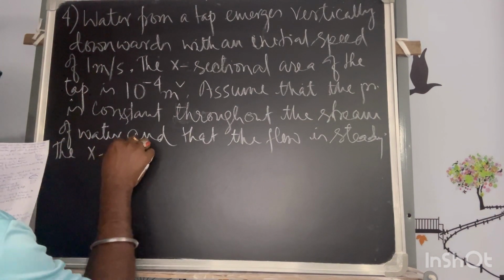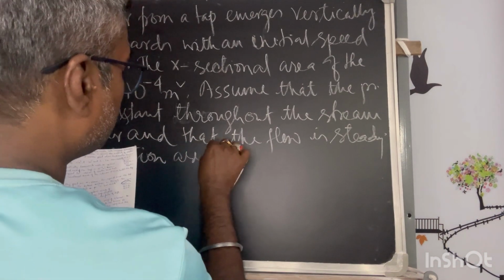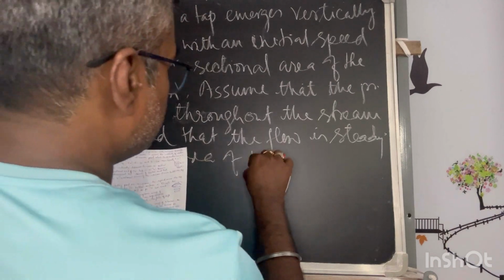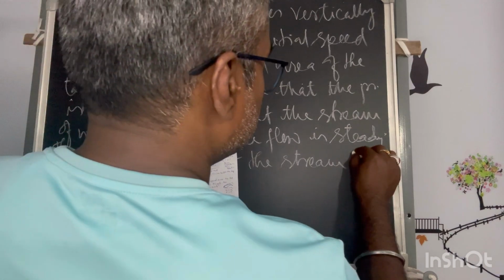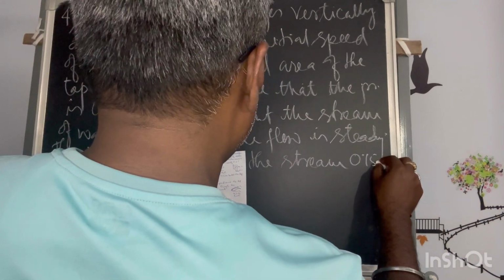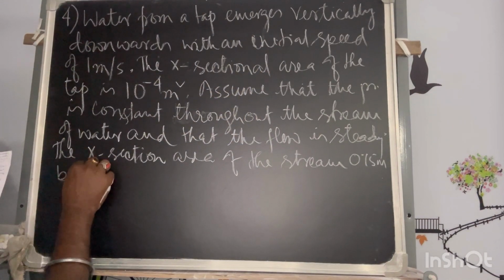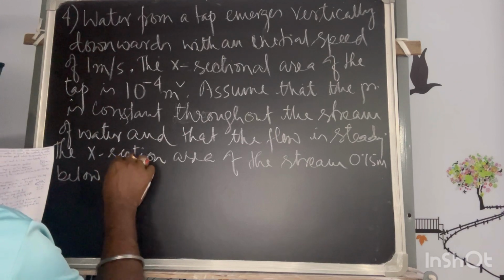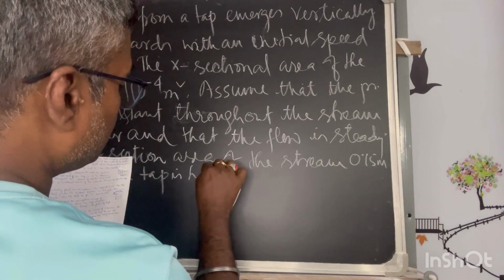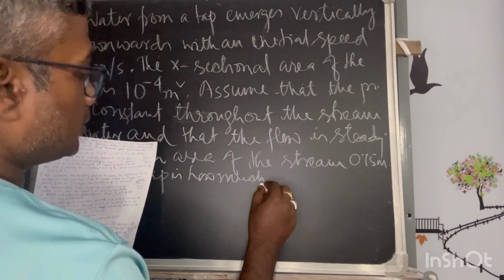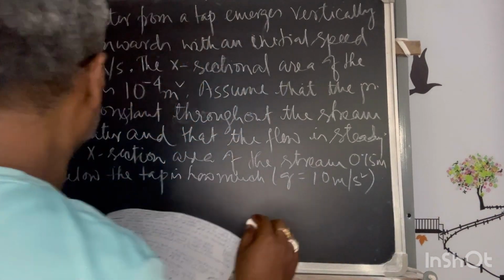The cross-section area of the stream 0.15 meter below the tap is how much? Assuming g is equal to 10 meter per second square.